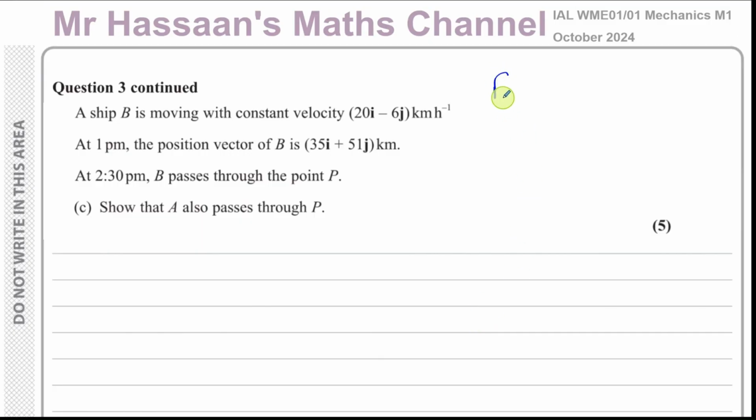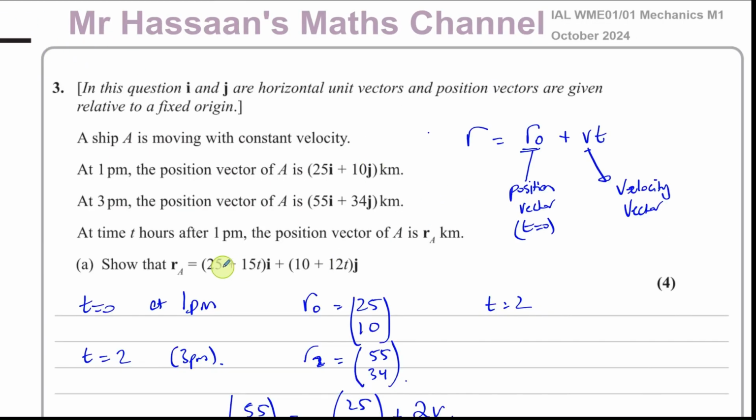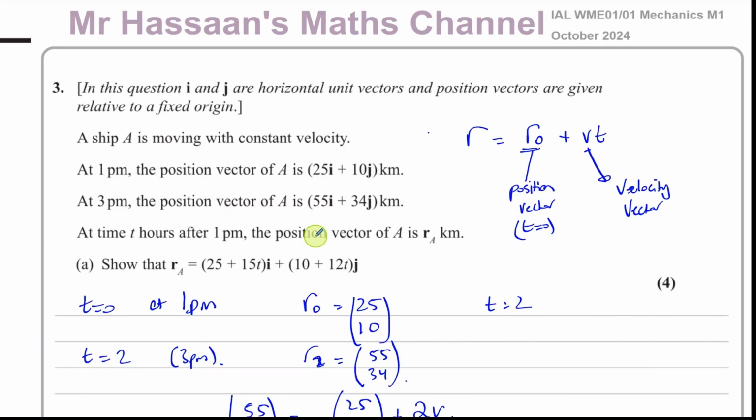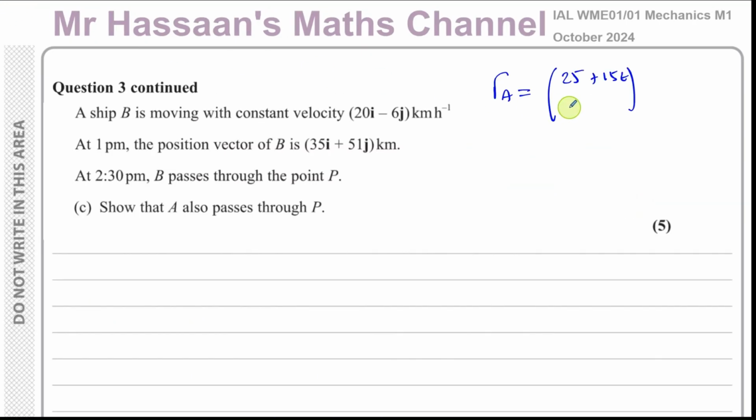Okay, so we know the position vector of A is given by, as we were told, 25 plus 15t i, and 10 plus 12t j. That's the position vector of A at any given time t. Right? Now for B, it has a velocity of 20i minus 6j.